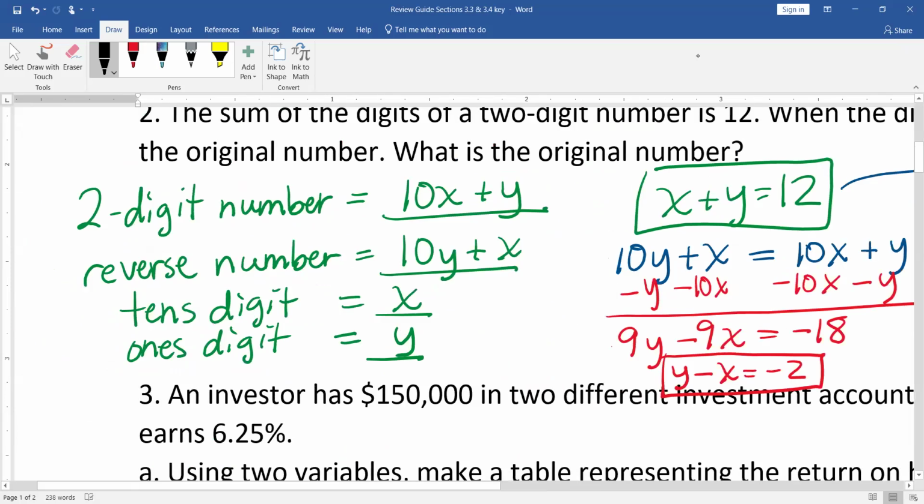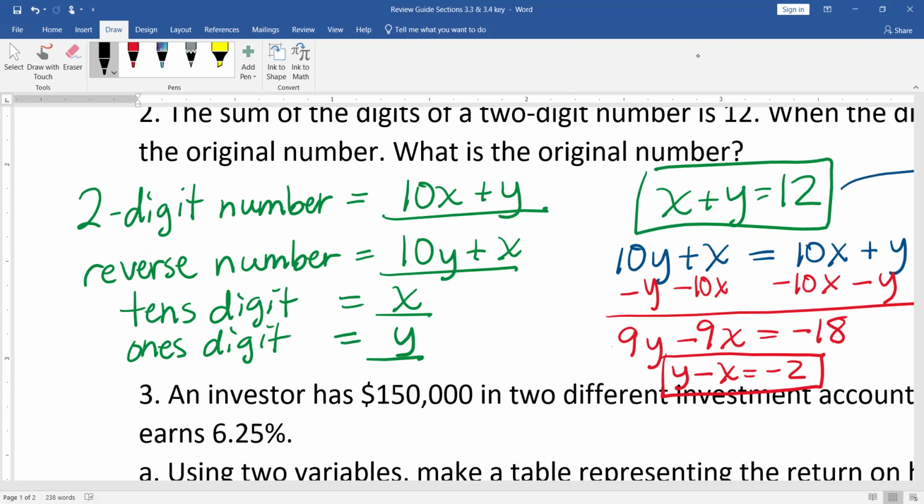It's 10 times whatever number's in the tens place, so we make that X, plus whatever number's in the Y place. If you remember from our notes, the example was 23. The 2 is in the 20, and the Y would be the 3. So for 23. And then the reverse of that, you simply reverse your X and Y. You put the digit that was in the ones place in the tens place, and vice versa.